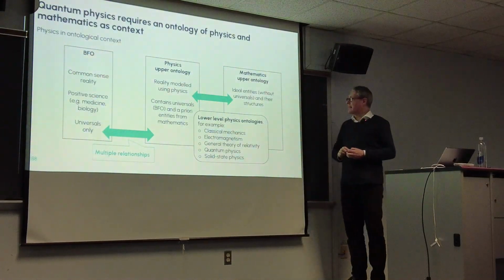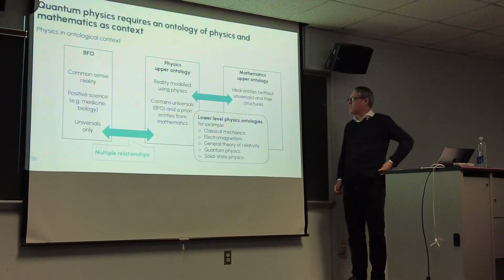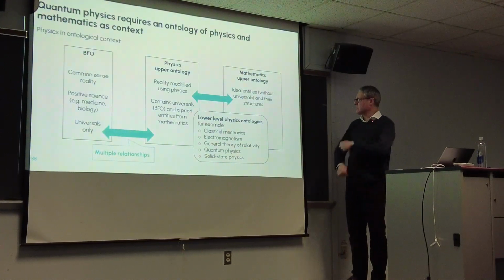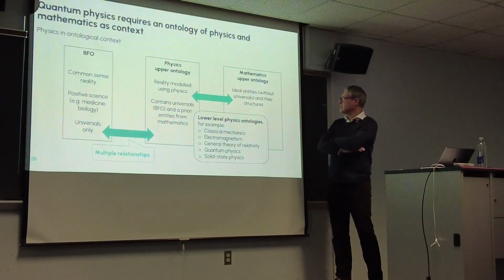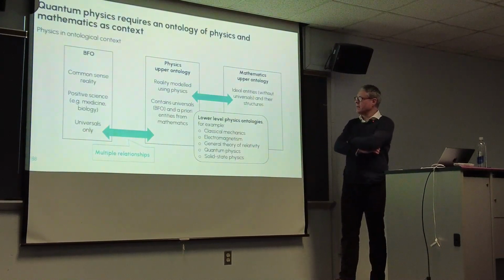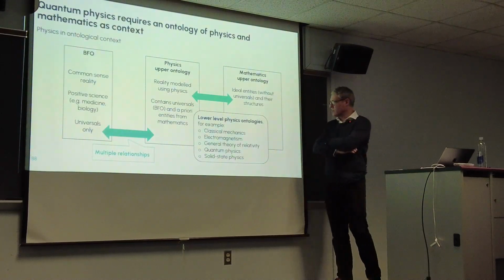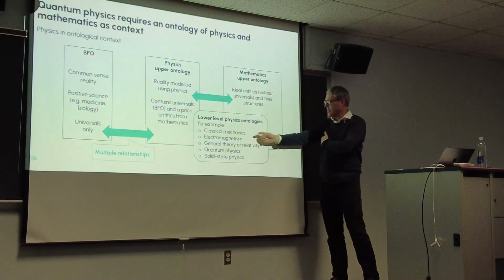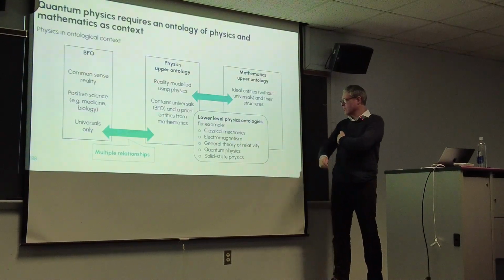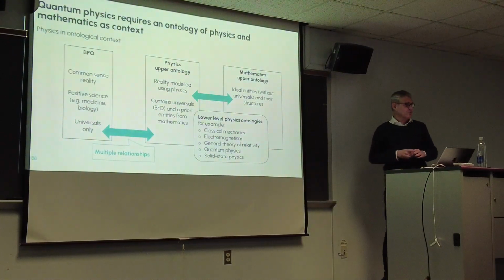And mathematics doesn't have any universals. So mathematics contains only a priori entities, it's free of universals, and it contains those entities in their structures. And so we obtain the physics ontology by combining it in this way as it's shown here. And the lower level physics ontologies then will be classical mechanics, electromagnetism, general theory of relativity, quantum physics, solid state physics, and so on. So this is how it will be structured.